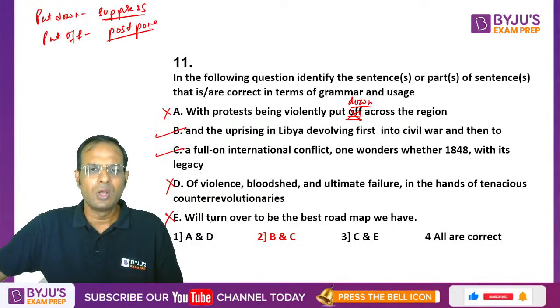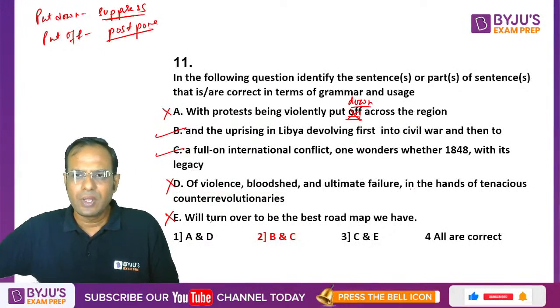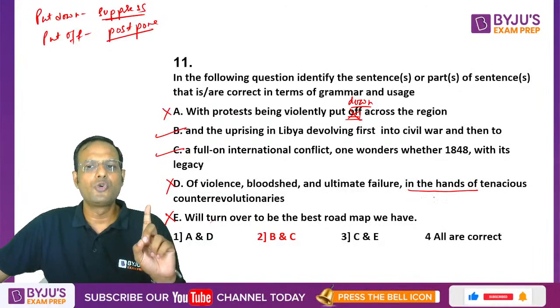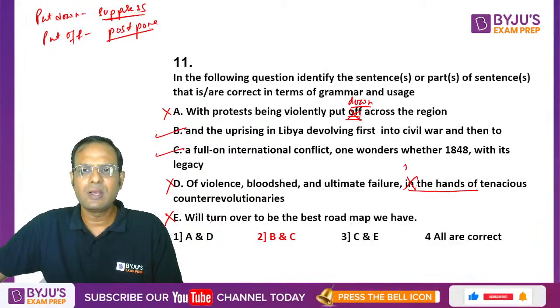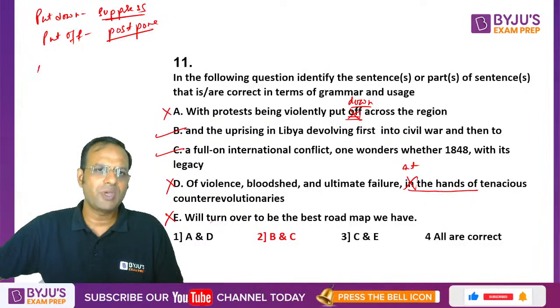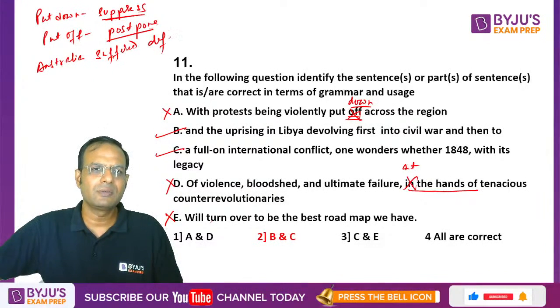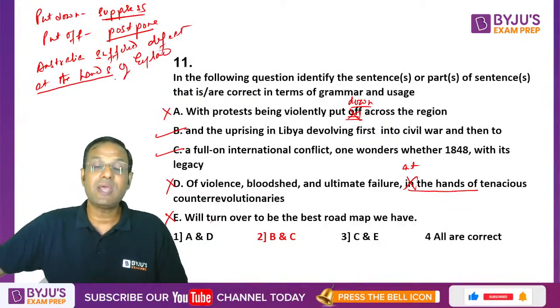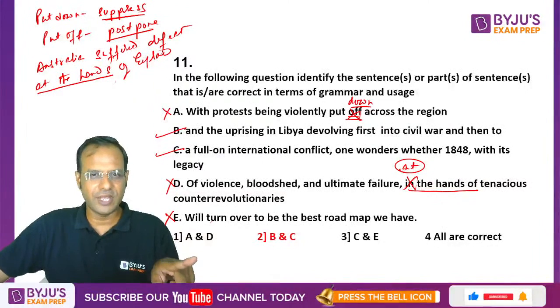All right. Look at D. In the hands of is wrong construction. It should be at the hands of. Okay. Like Australia suffered defeat at the hands of England. Okay, so the correct idiom is at the hands of and not in the hands of. Okay, this is again a mistake.